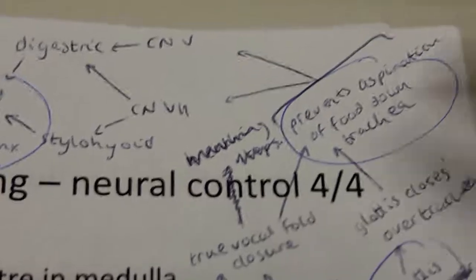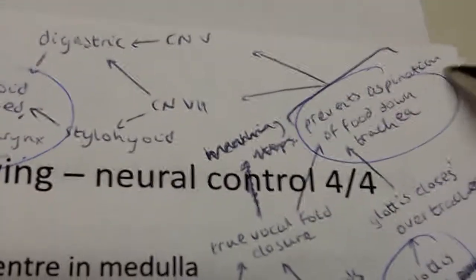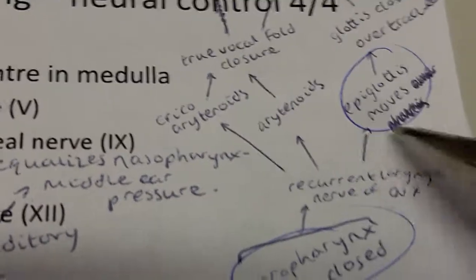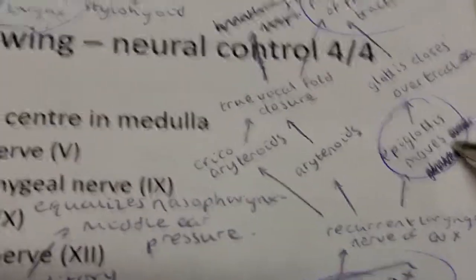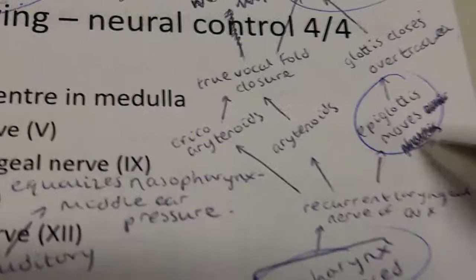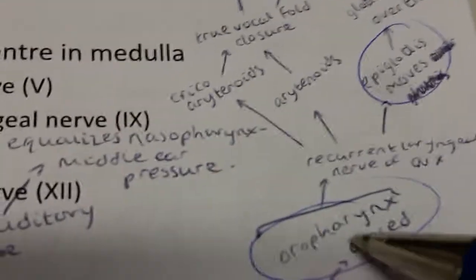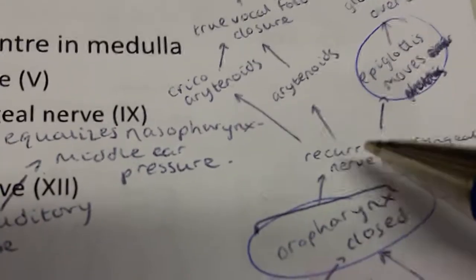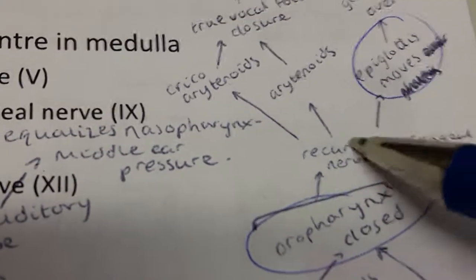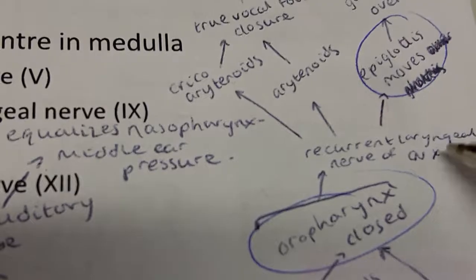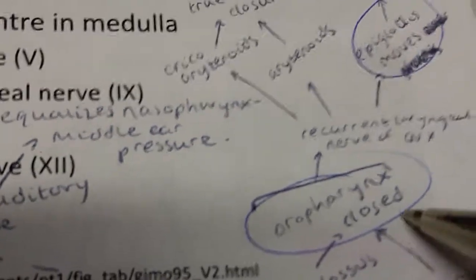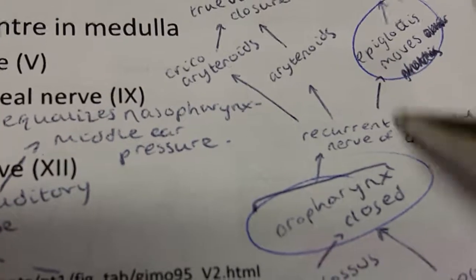The next thing that happens is you want to prevent the food from going into the trachea, which is called aspiration. And the way you do this is by covering the trachea with the glottis by making the epiglottis move. And how do you do this? Well, once the oropharynx is closed, then you innervate the larynx using the recurrent laryngeal nerve of cranial nerve 10, the vagus nerve, which goes down, passes up under the aorta, and goes up to the larynx.